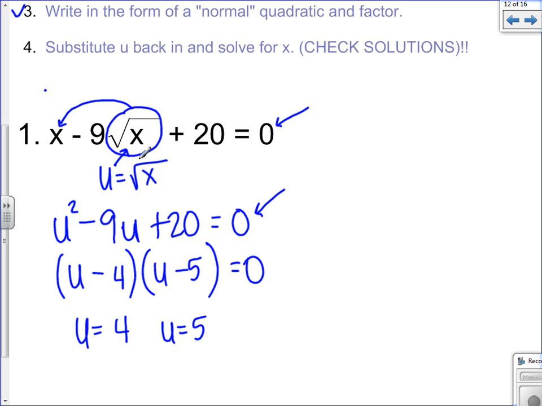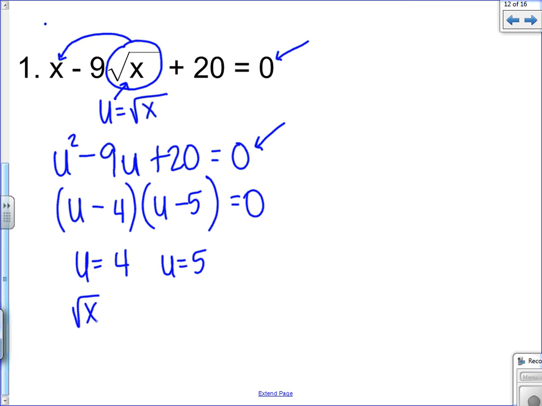And so we still want to solve for x. We're not trying to just solve for u, we're trying to solve for x. So I'm going to substitute the square root of x back in for u. Okay? And then I'm just going to solve that. So in order to solve that, I'm going to have to square both sides. So I'm going to go ahead and square everything.